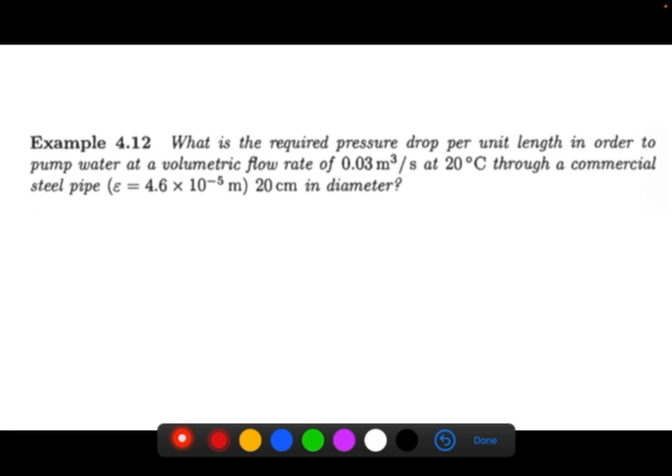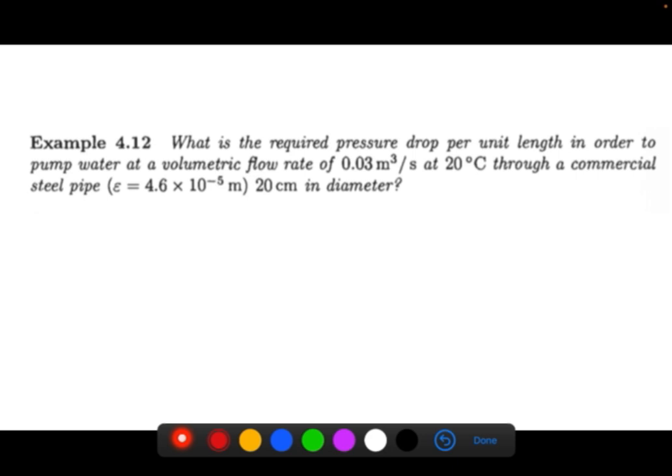Example 4.12 of Modeling in Transport Phenomena. What is the required pressure drop per unit length in order to pump water at a volumetric flow rate of 0.03 meter cube per second at 20 degrees Celsius through a commercial steel pipe of epsilon equals 4.6 into 10 to the power minus 5 meter, 20 centimeter in diameter?